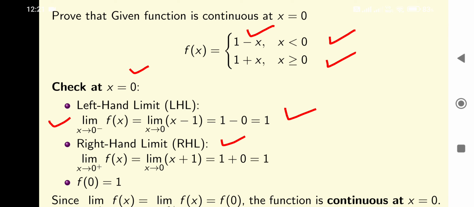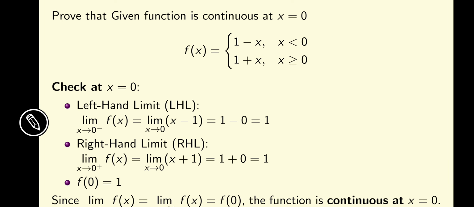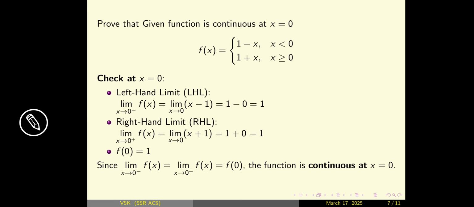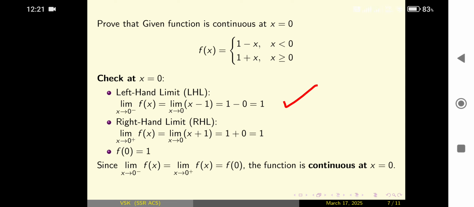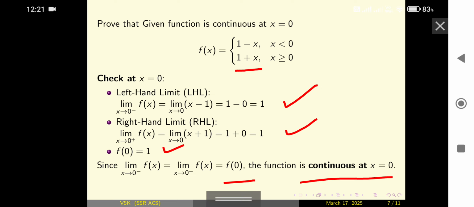When we calculate the right hand limit, when x is greater than 0, this formula will be used. We put x is equal to 0 over here, we get the value 1. So here you can see this left hand limit is equal to the right hand limit, and the value of the function, that is f(0), can be calculated by this formula. Putting x is equal to 0, we get the value 1. So these three are equal, so we say the function is continuous at x is equal to 0.